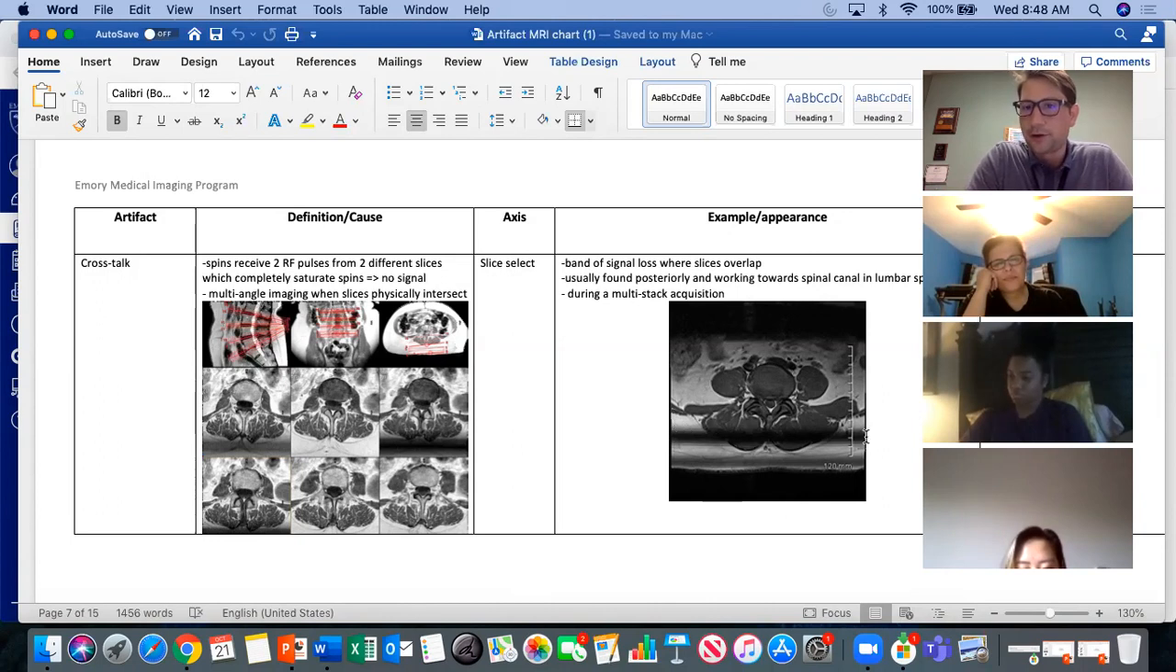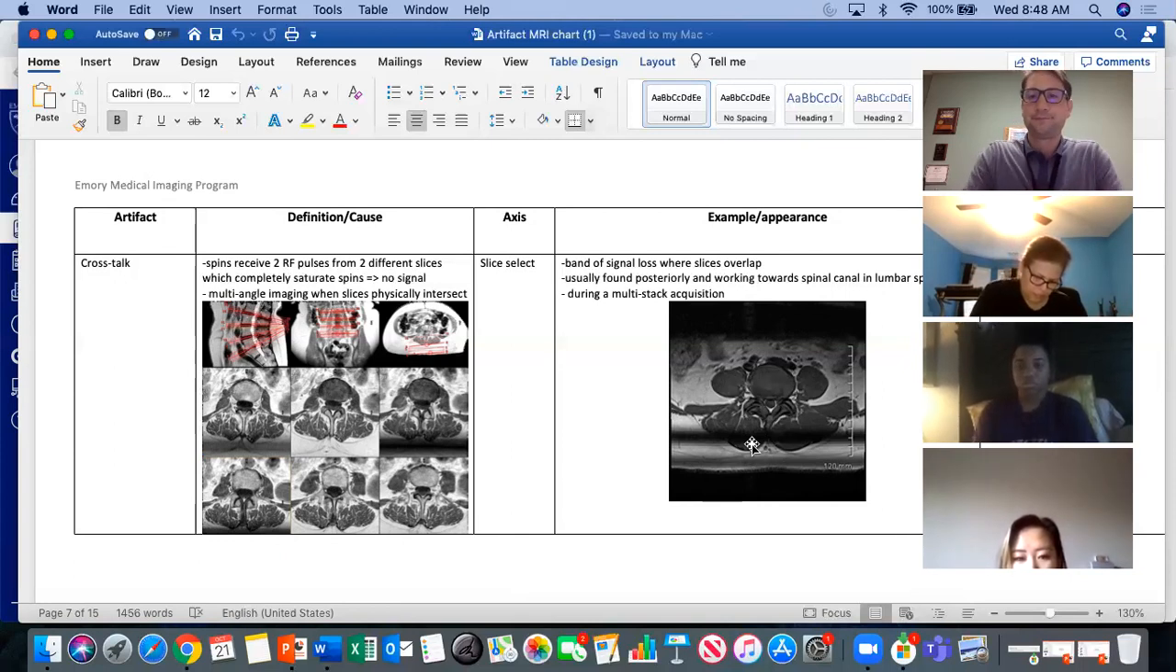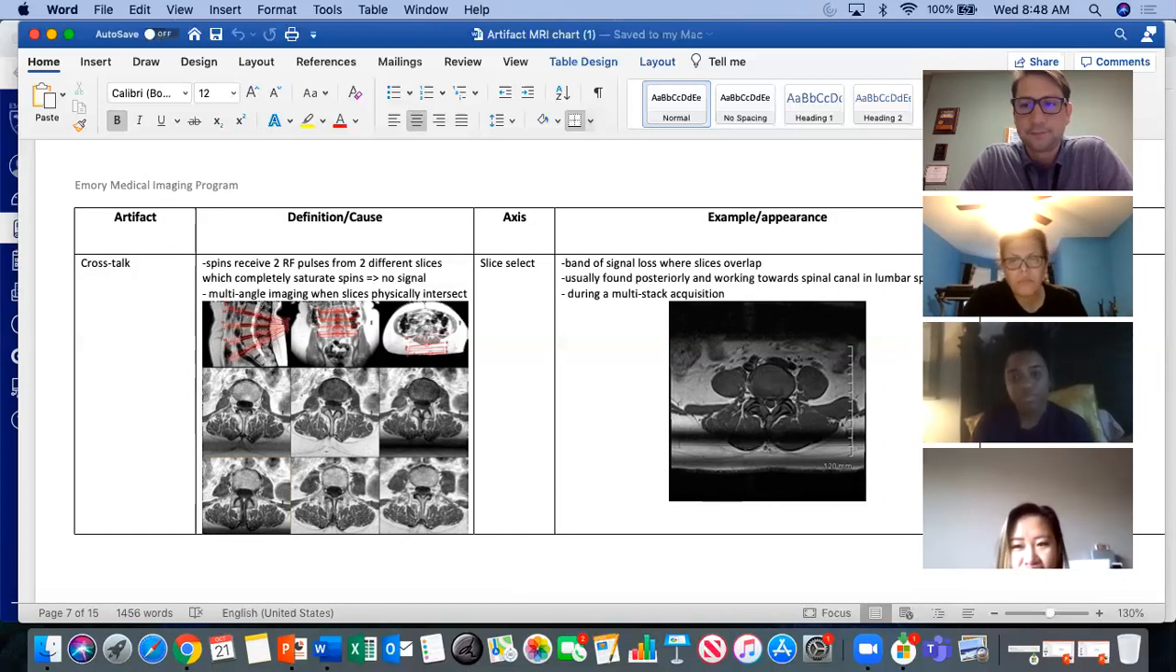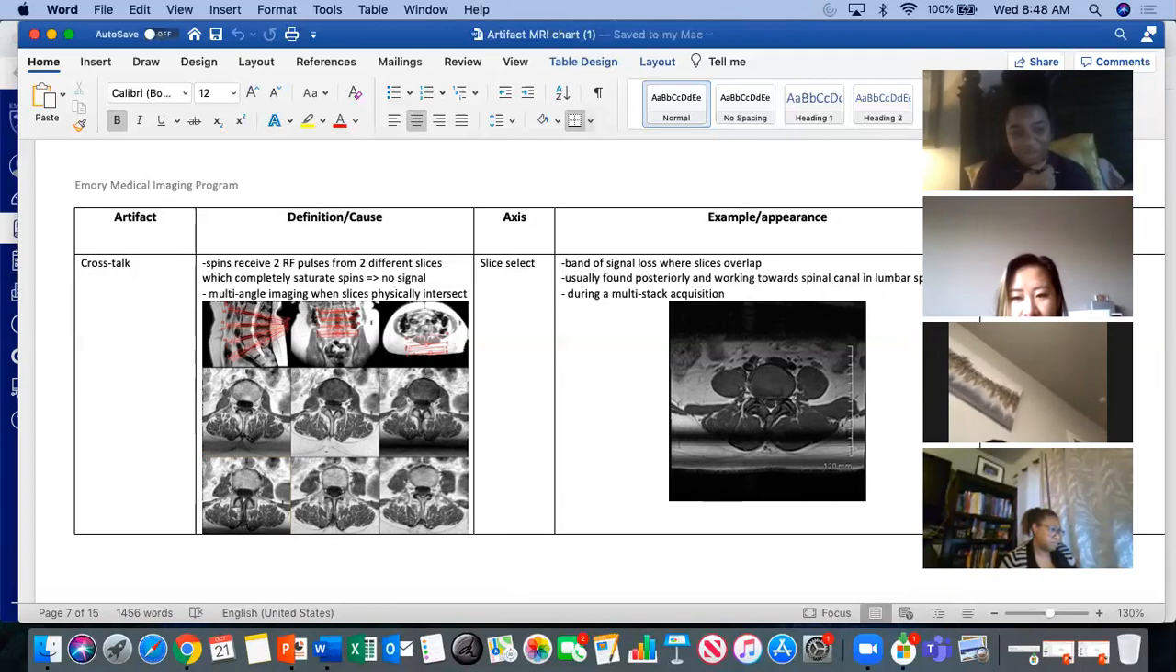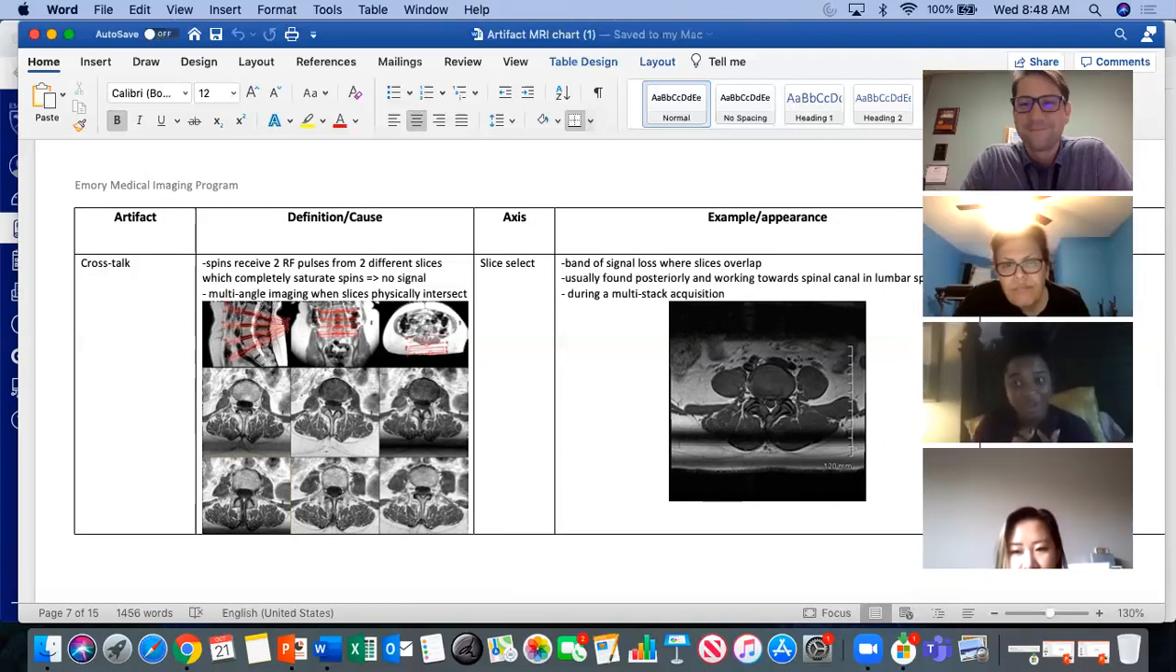Here on our L-spine axial image, this is T2 weighted because CSF is bright. You can see that band right here. It's posterior to the spinal canal. As an MR technologist, do you think we need to redo this scan or should we let it fly because it's not within the anatomy of interest? What do you think? I've seen people let it slide. I don't know if it's the right thing to do, but I think you're right, Marcavia.